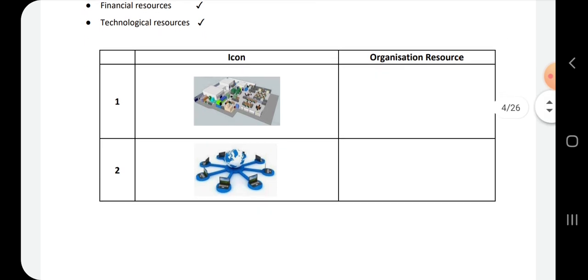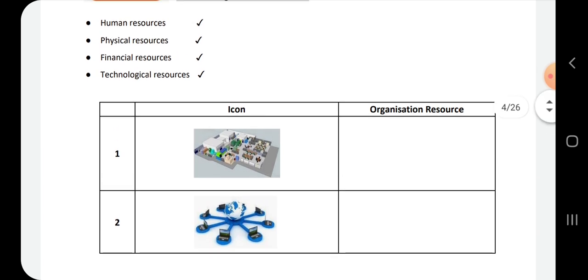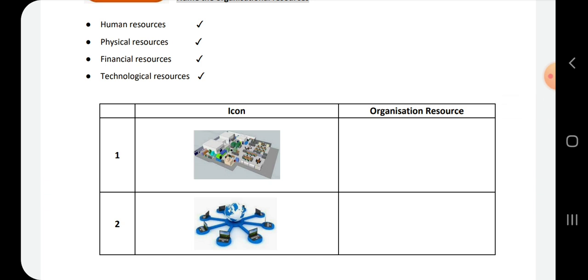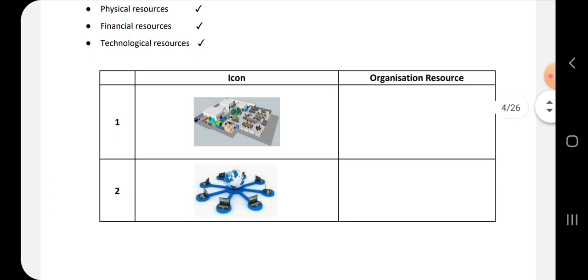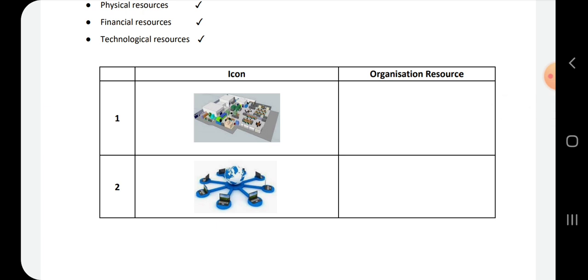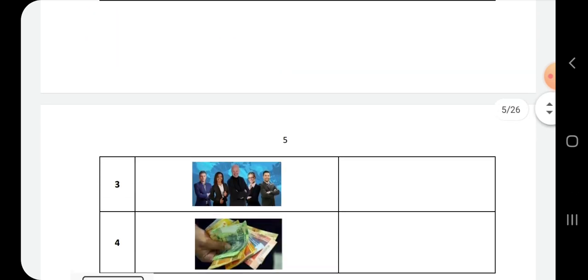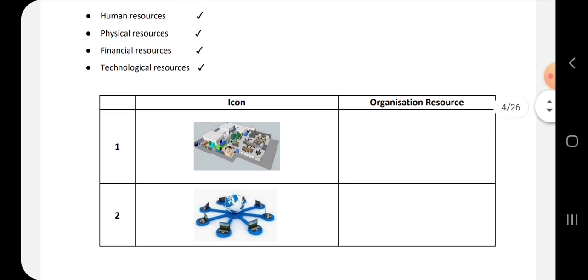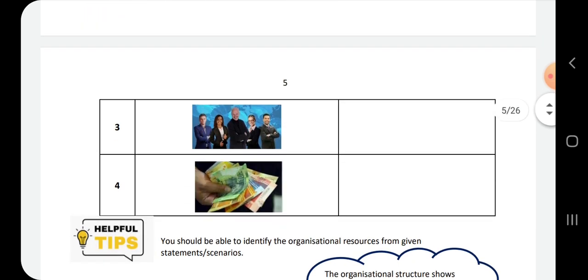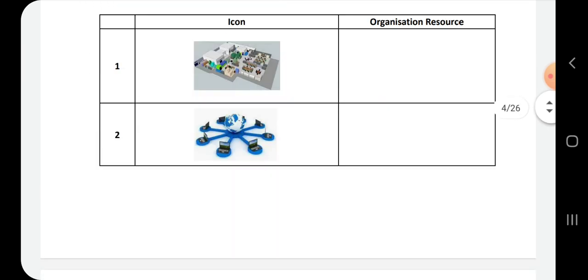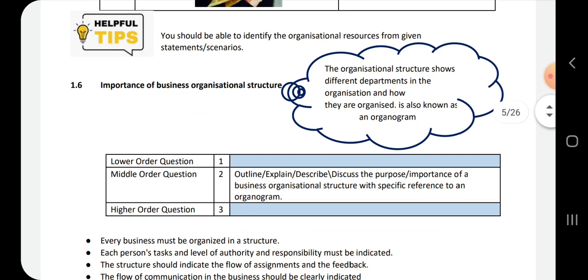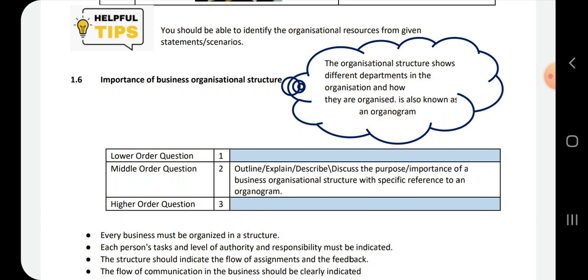So when we look at the icons here, number 1, what type of organizational resource is number 1? This is a physical resource. It's within the organization. It's the building of the organization. Number 2, we have computers there. So that is a technological resource. And then number 3, we have human resources, and on the last one, number 4, that is financial resources. So you should be able to identify the organizational resource from given statements or scenarios.